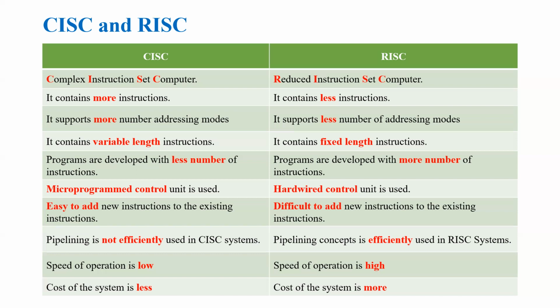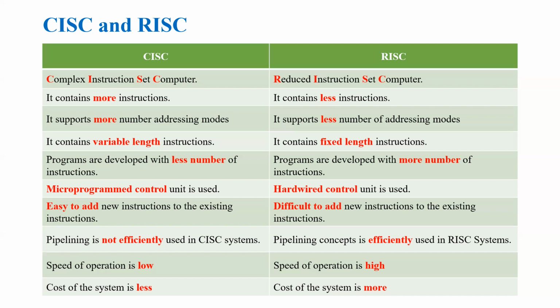But in contrast, in RISC, the pipelining concept is effectively designed and implemented. The reason is that in RISC, you may identify fixed length instructions. Once the length of the instruction is fixed, automatically the execution time of the instruction is also fixed. So the pipelining concept was effectively implemented in RISC systems rather than CISC. I have already quoted this.